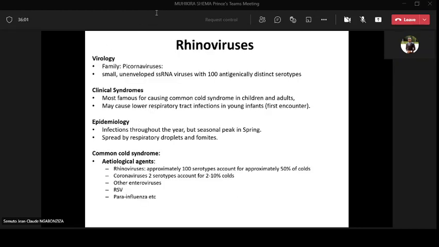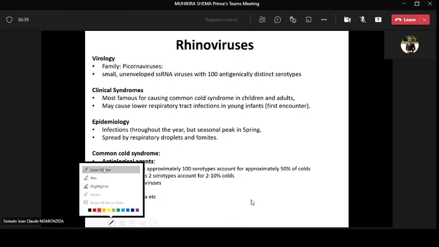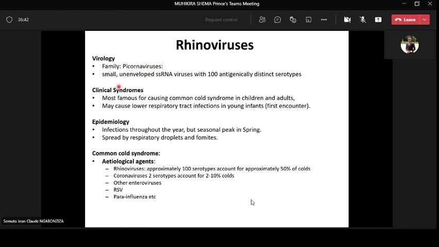So we have rhinoviruses, which are the most frequent cause of the common cold. So it is in Picornaviridae. Who can tell us what other virus we found in this family? Picornavirus. No? You have to read.